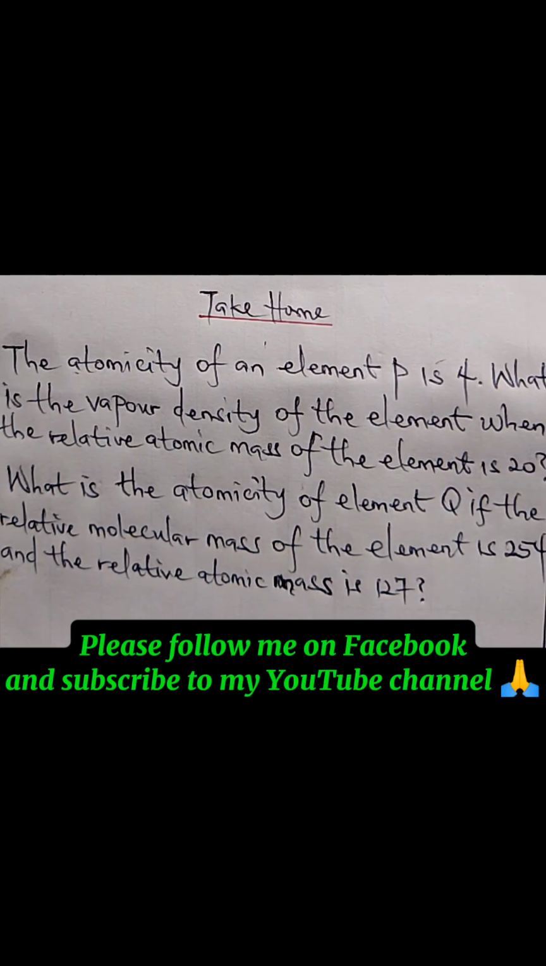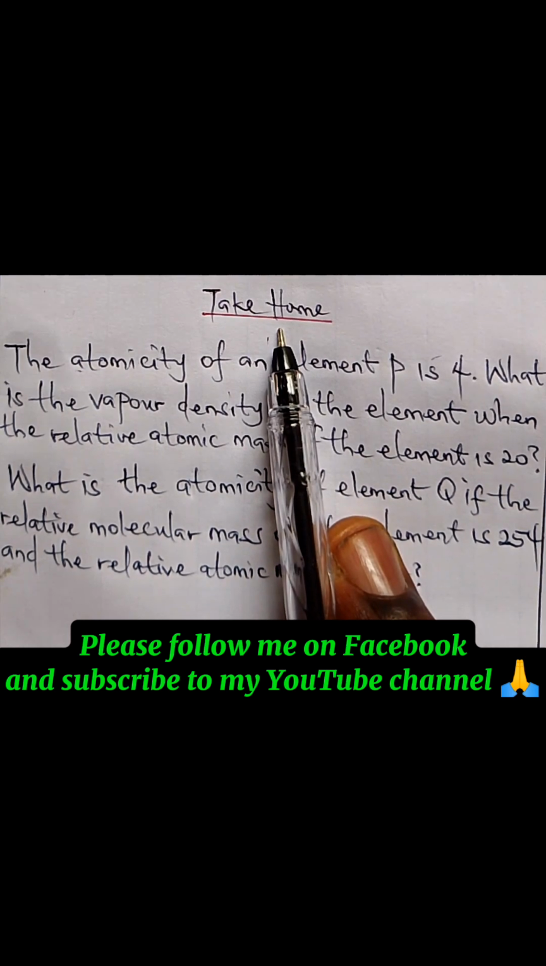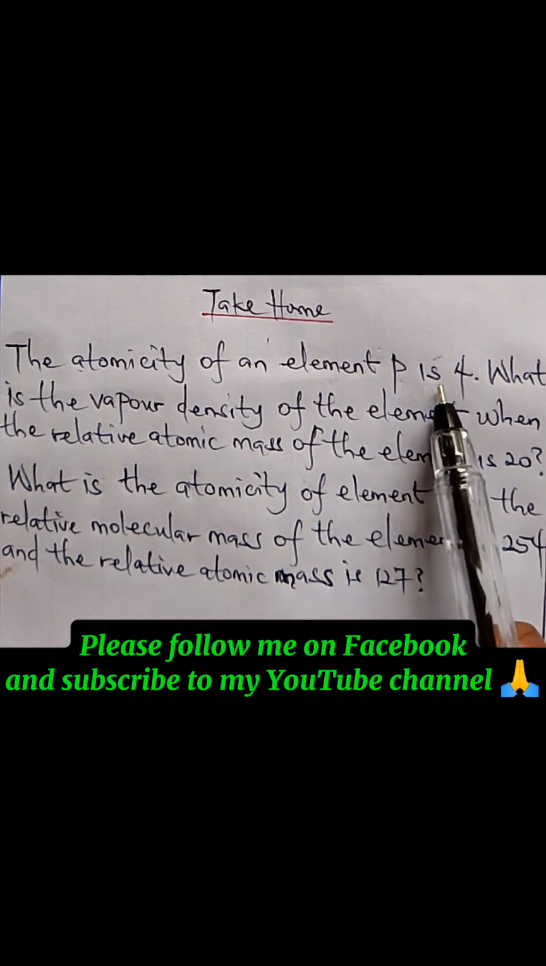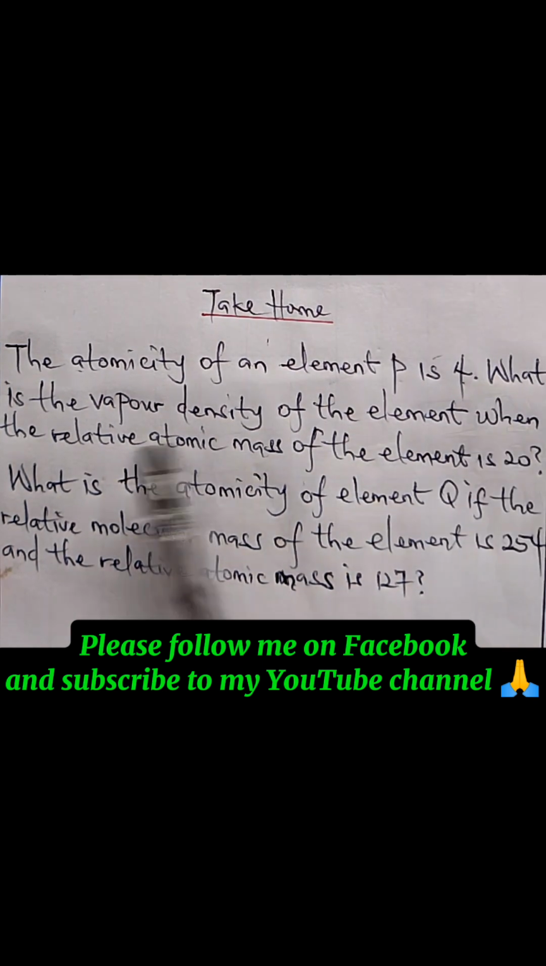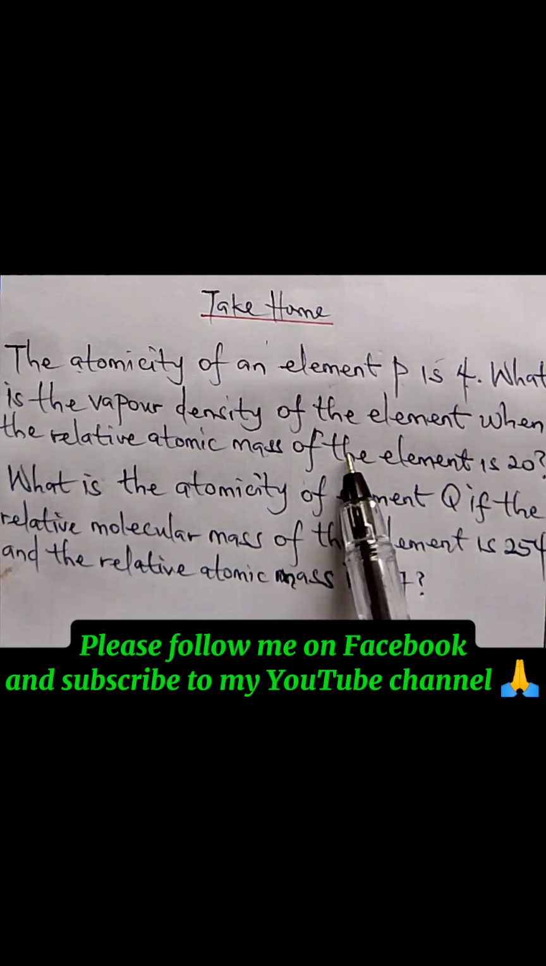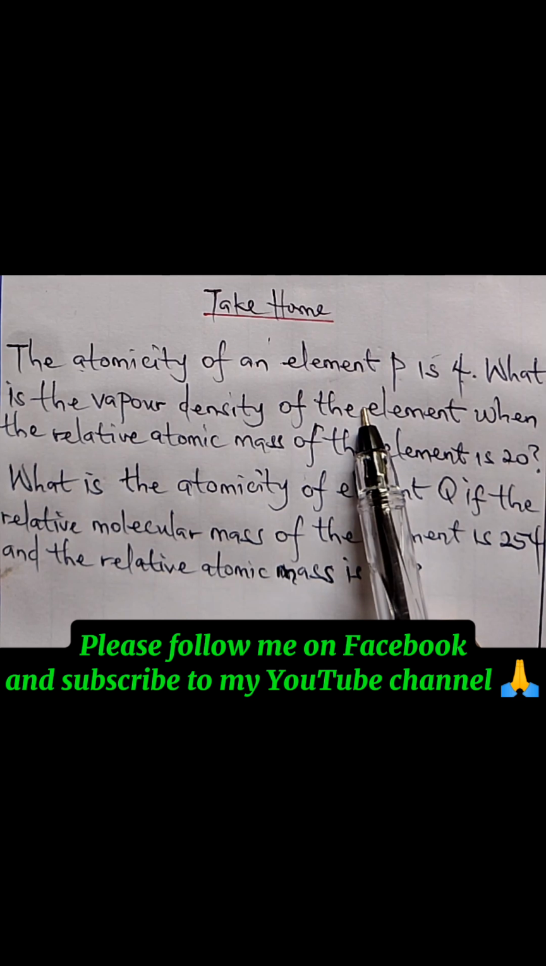So try these questions out yourself. These are take homes. These are the things I want you to try out. Attempt them and leave your answers in the comments section. So the first question is this: the atomicity of an element P is 4. What is the vapor density of the element when the relative atomic mass of the element is 20? So as you can see, the question is very clear. Solve this up and leave your answer in the comment section for me.